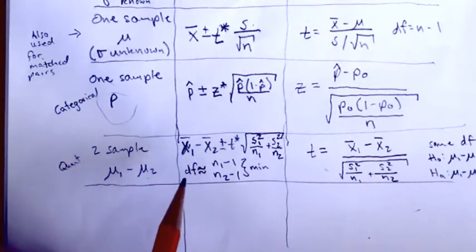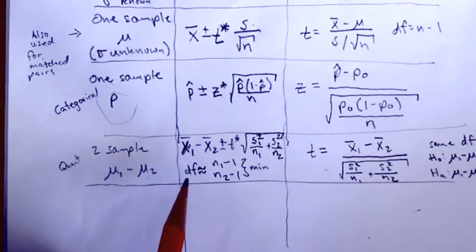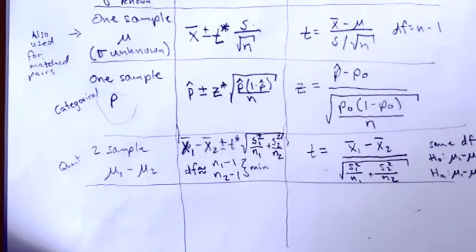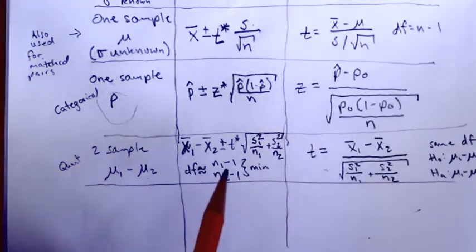The degrees of freedom, and this differs a little bit from what the online text says, but a good estimate is to take the smaller sample size and subtract 1. Online they suggest just using a computer. Here we'll just use a rough estimate, which is the smaller sample size minus 1.